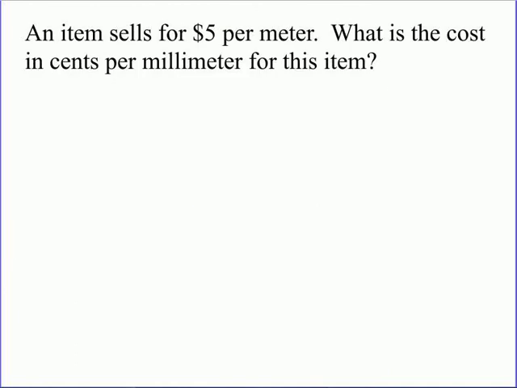Final thing. An item sells for $5 per meter. What is the cost in cents per millimeter for this item? Okay. $5 per meter. Now in this one, I don't think you have to do the multiplication out. I think they just have a bunch of things where you would say these all multiply together. So that's what we're going to do. $5 per meter. Okay, per, remember, means times. So let's start by converting meters to millimeters.